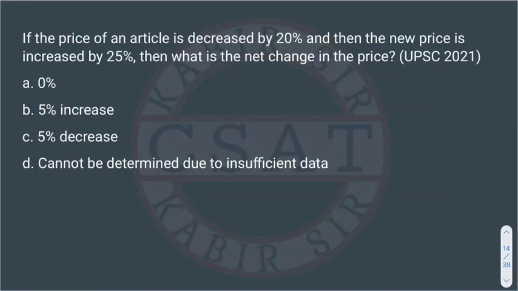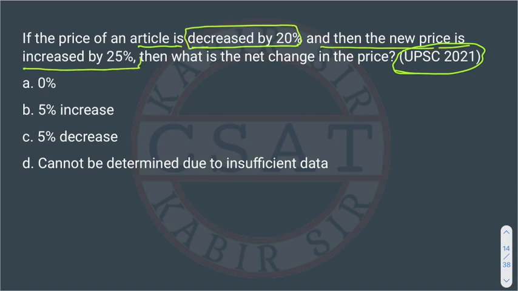This is the question of percentage asked in UPSC 2021. So what's the question? If the price of an article is decreased by 20% and then the new price is increased by 25%, then what is the net change? So he is asking the net change.